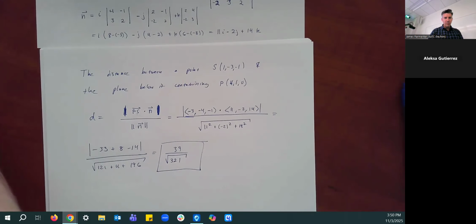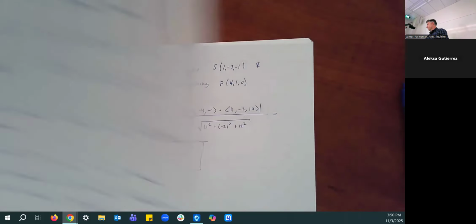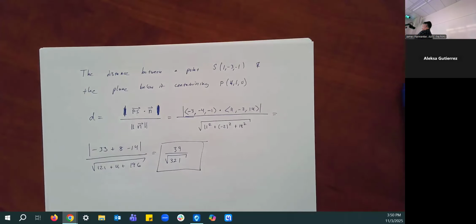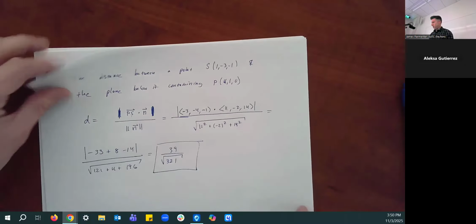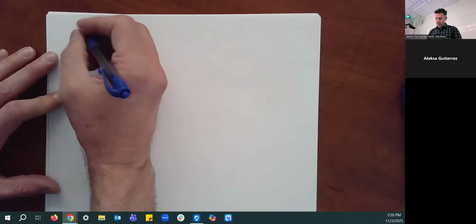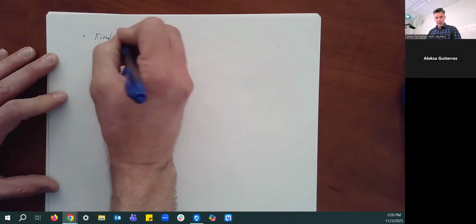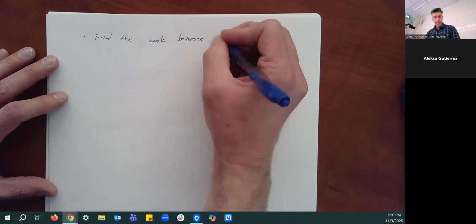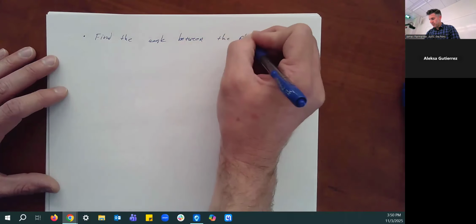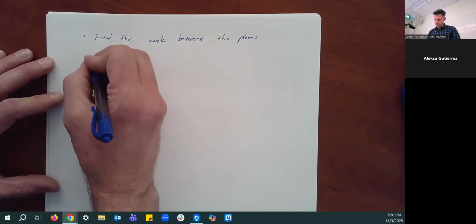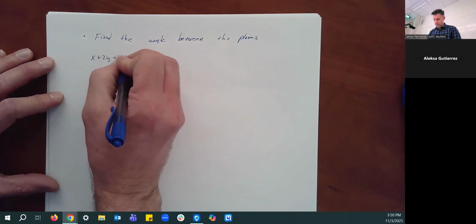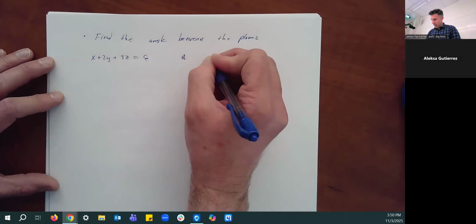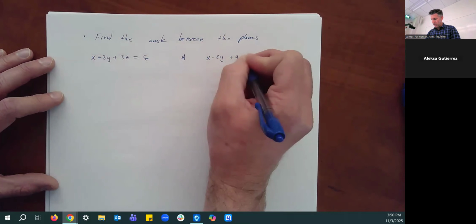But let's look at one more thing, maybe two more things, but they're really related. So one more thing we want to find is the angle between these two planes. We have x plus 2y plus 3z equal to 6, and x minus 2y plus 4z equal to 8.